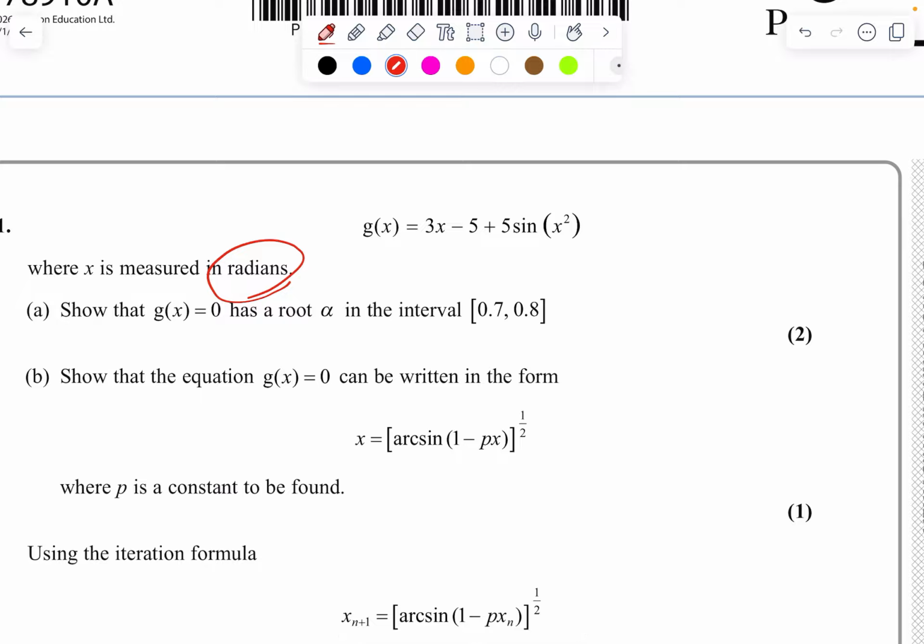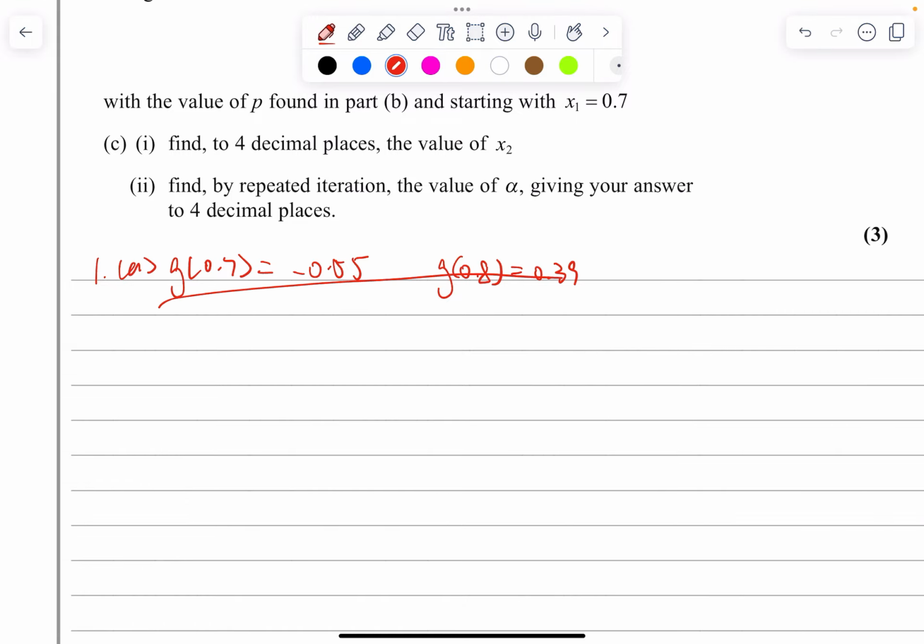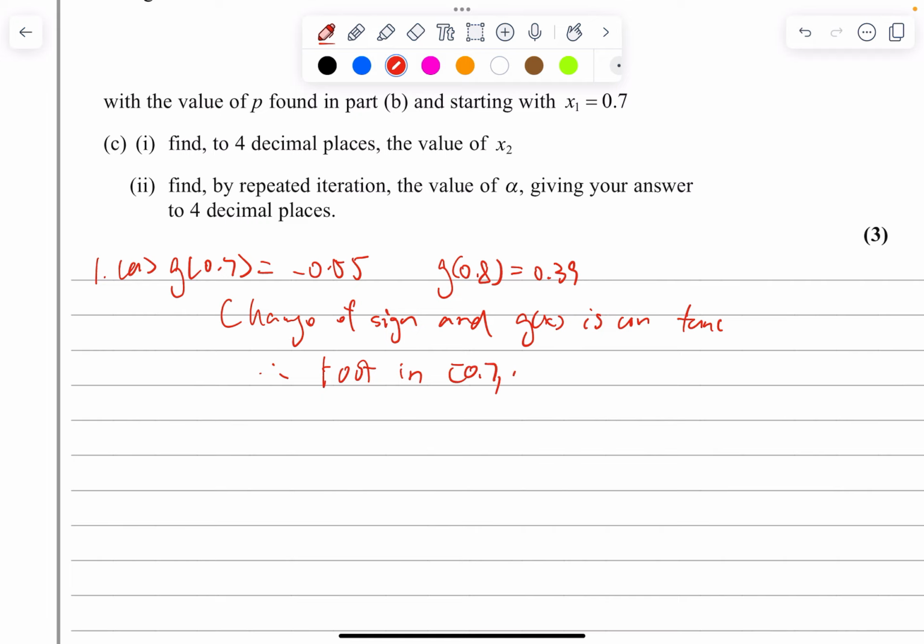And then look at these answers: one is negative, one is a positive number, so what you write is change of sign, and g(x) is a continuous function. So there's a root in this interval. That's all you have to write.